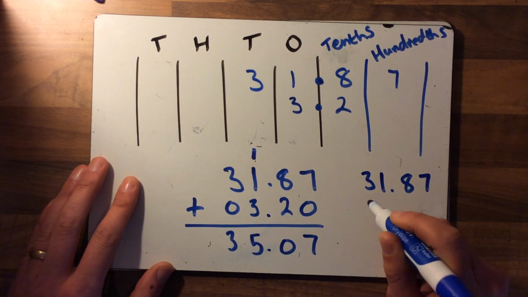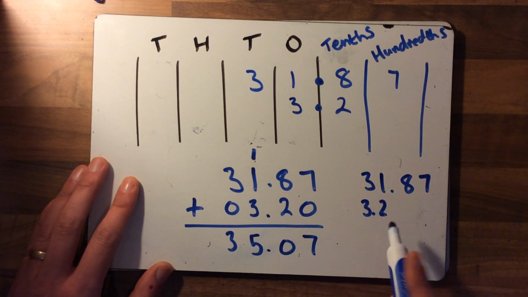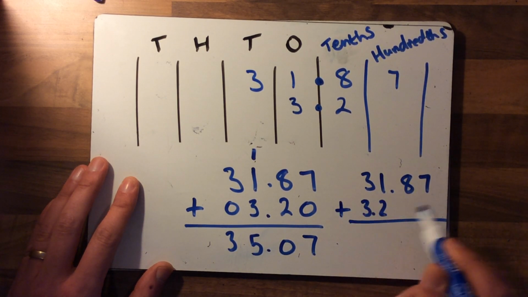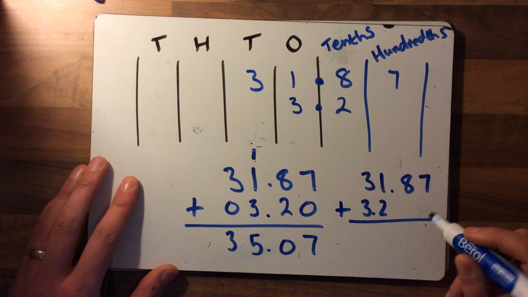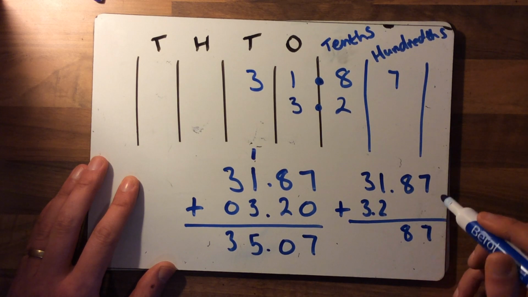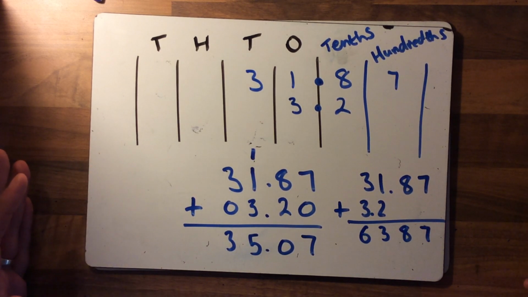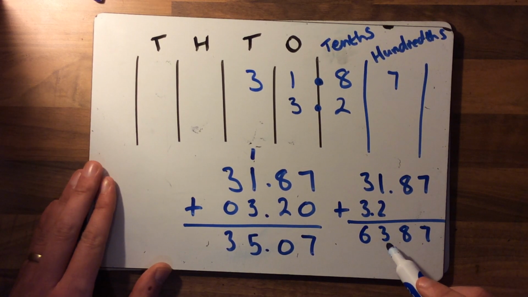If I just put 3.2 here and lined them up on the left hand side, even if I do all my calculations correct, 7 and nothing is 7, 8 and nothing is 8, and then if we add these up, we've got as our answer 6,387.